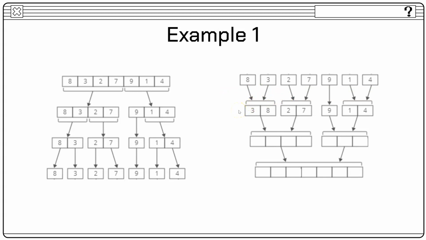Now, the next step for here is to compare the first element of the first array with the first element of the second array, like this. Then comparing the first element of the first array with the second element of the second array, and then comparing the second elements of each array, and then bring down the 8. Then doing the same thing until you get the final sorted list.